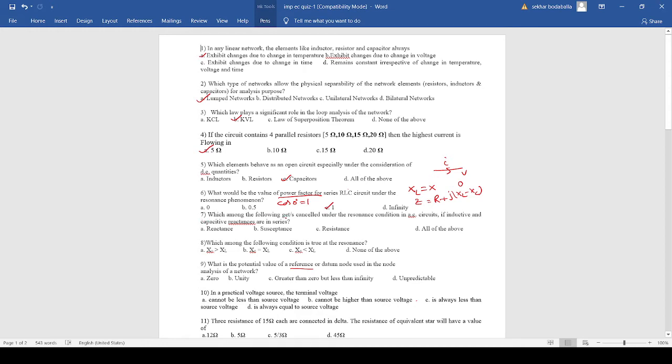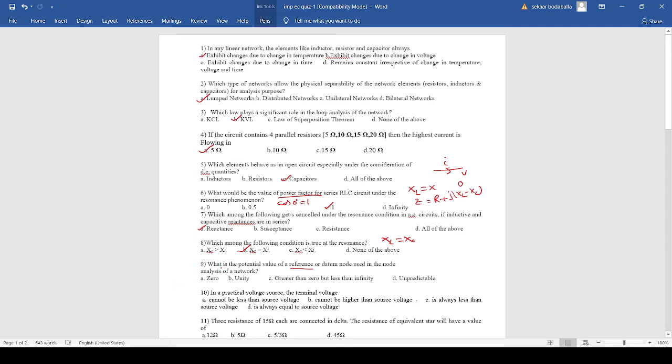Which among the following gets cancelled under resonance condition in AC circuits if inductive and capacitive reactances are in series? So reactance part becomes cancelled. Okay. So option A is the correct one. Eighth question. Which among the following conditions is true at resonance? We all know at resonance, inductive reactance XL is equal to capacitive reactance XC. So XC is equal to XL is the correct answer. Option B is the correct one.